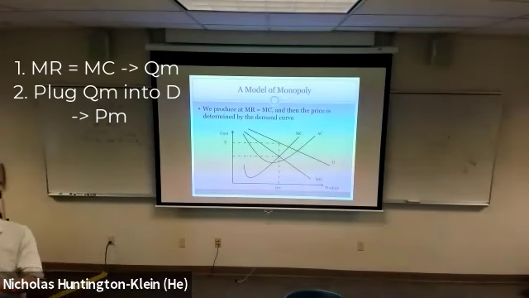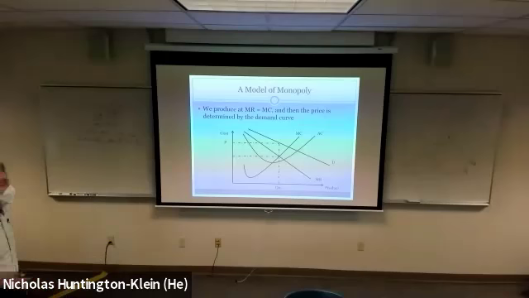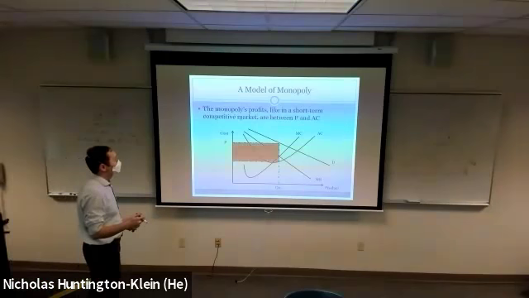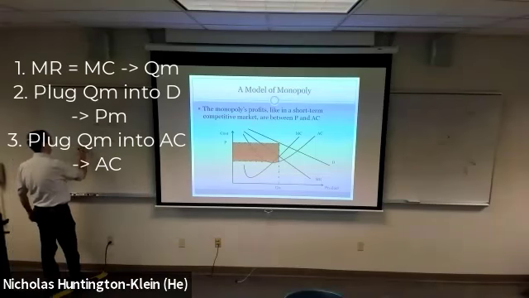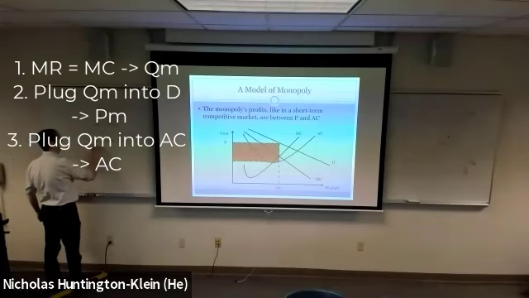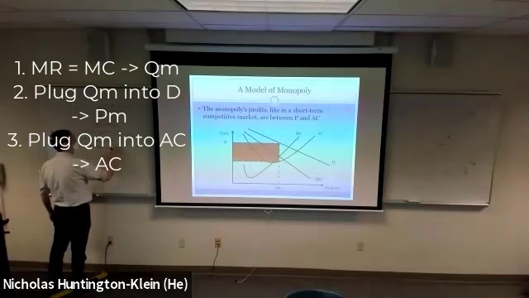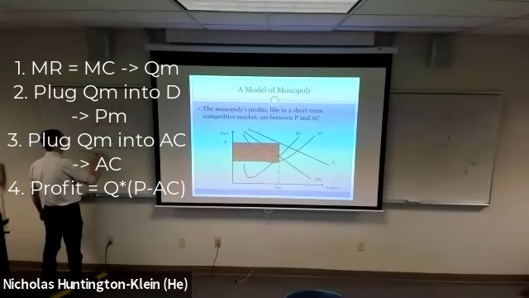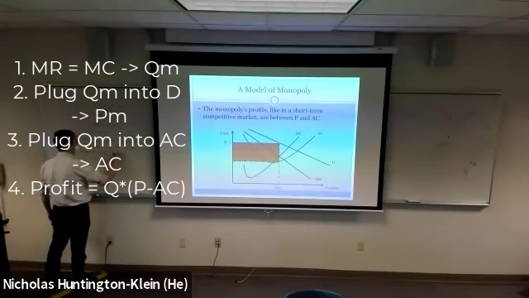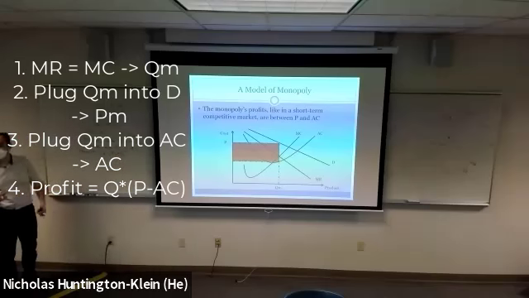There are 2 more steps, but they're exactly the same as we used to do with competitive market. There's really no changes at this point. So we're going to find out what the profit is. In order to do that, we have step number 3, plug quantity into average cost. That's going to give us our average cost as a number. And then finally, profit is quantity times price minus average cost.